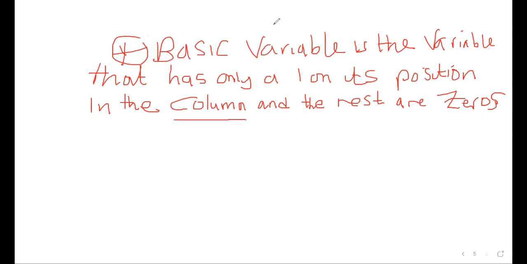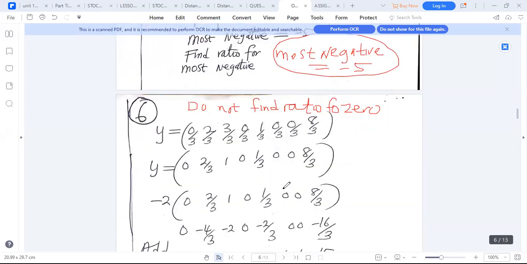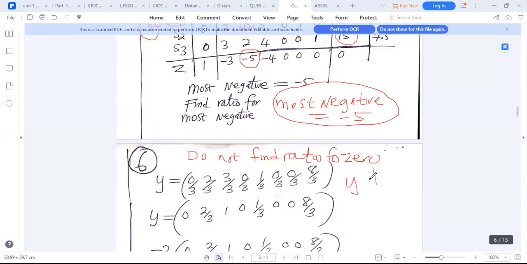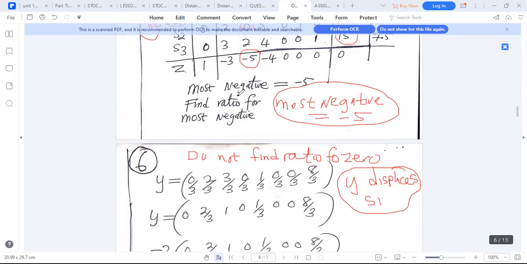Okay. So what we are simply saying is that Y is coming here and the rest in this column should be zeros. So we're going to use the same equation, the same variable for Y. So simplex table 2. Here it should have a 1. When this comes here, Y displaces S1. So this Y is going to get all the values that S1 was occupying, but here you should have a 1.